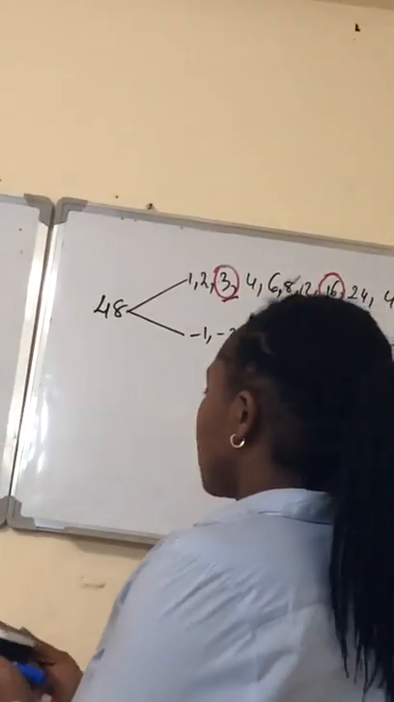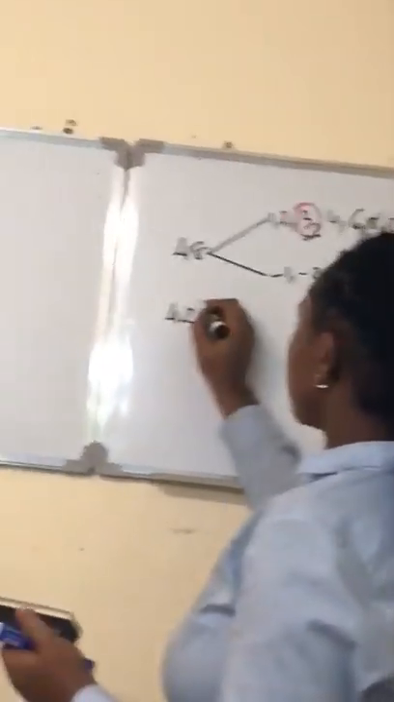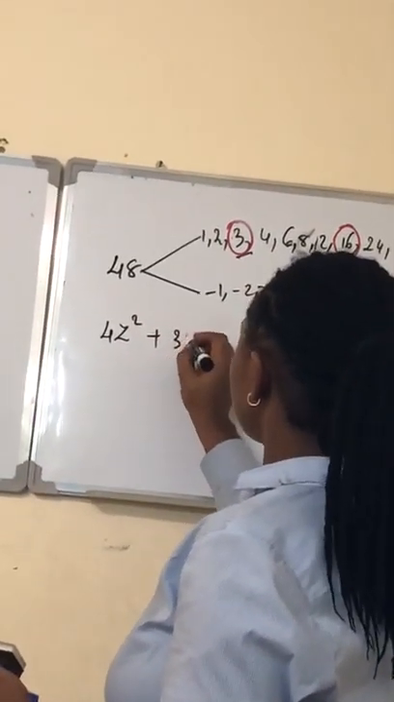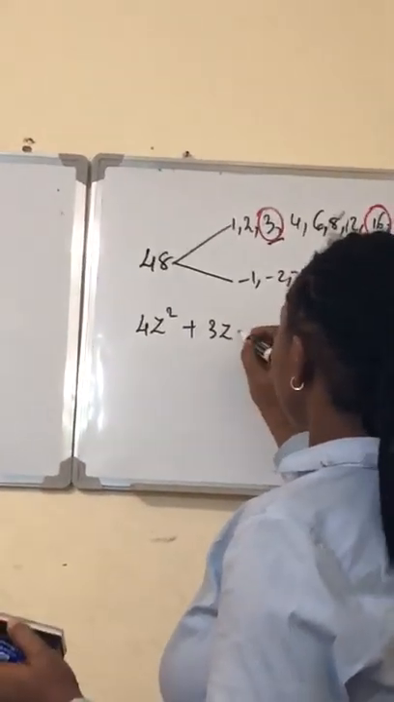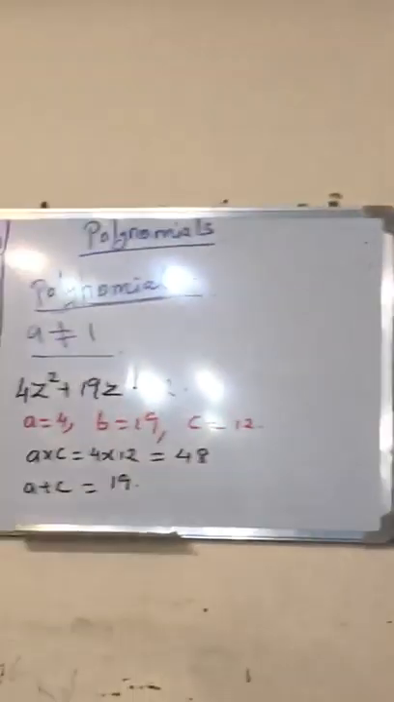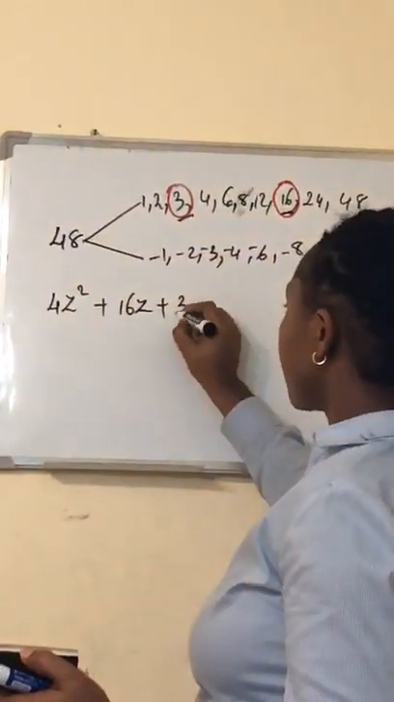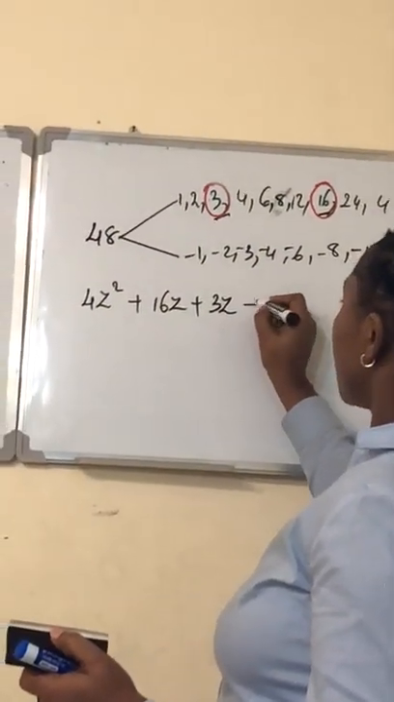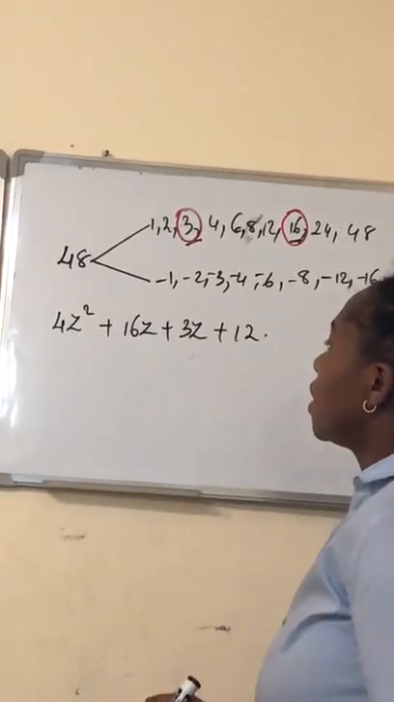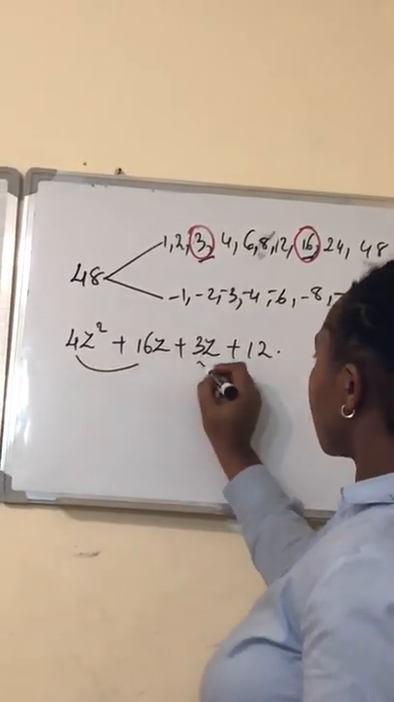So when we put that together, we are going to have 4z squared plus 3z plus, we'll just arrange it with 16, so it's easier for us to factorize. So 16z plus 3z plus 12. Okay, so again we go by grouping the terms.